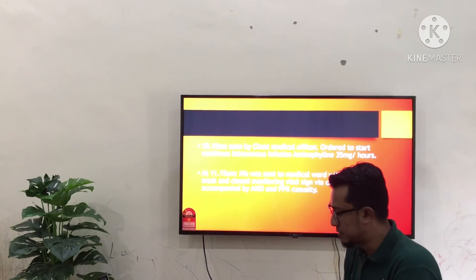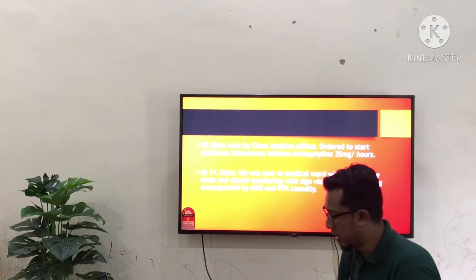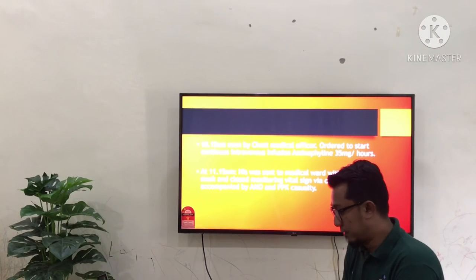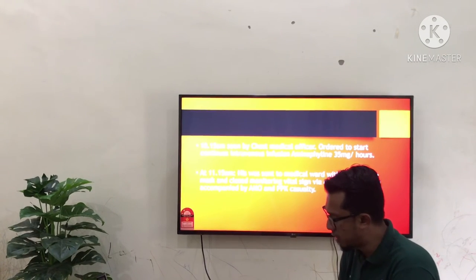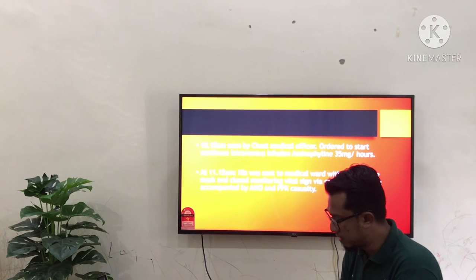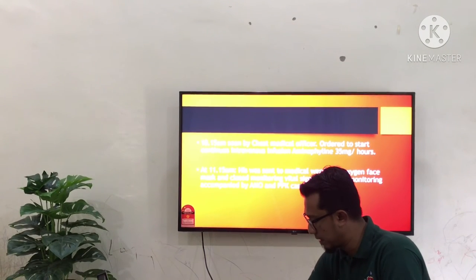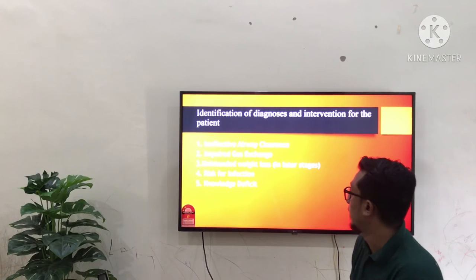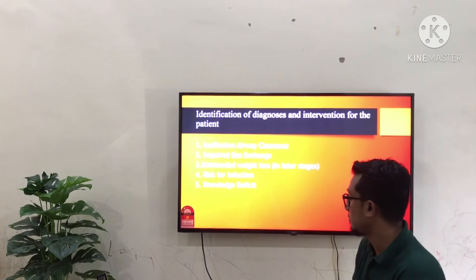10:15 AM, seen by chest medical officer, ordered to start continuous intravenous infusion aminophylline 35 mg per hour. At 11:50 AM, he was sent to medical ward with oxygen face mask and close monitoring, vital signs recorded, accompanied by AMO and PPK casualty. Okay, ni dia punya identification of diagnosis and intervention for patient.